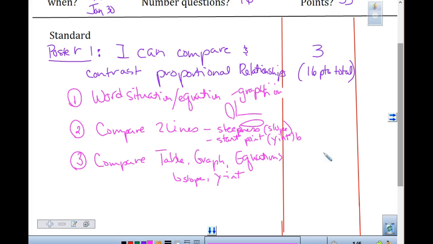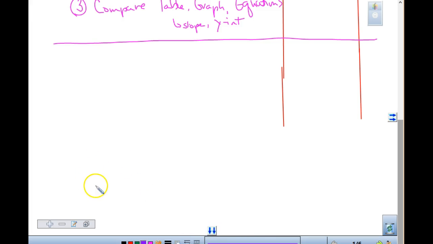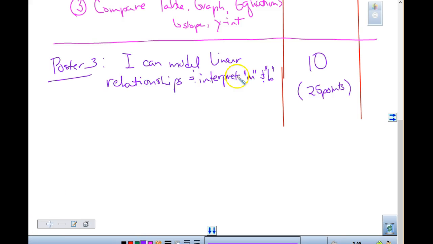Second standard. Gunnar, would you please read on the poster? I can find and explain slope using similar triangles. Yes, and Timothy, let's do the third one. Let's do on the poster, let's do standard 3 next. So Timothy, you want to read standard 3 for us? I can model linear relationships and interpret M and B. So this is going to be the second portion of the test. If you think of that poster, it's standard 3 that's up there. The third one, which is that I can model. So please make sure you write that down. Model linear relationships and interpret the M and B.